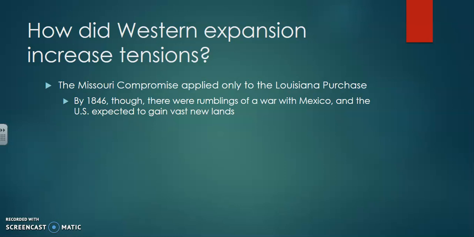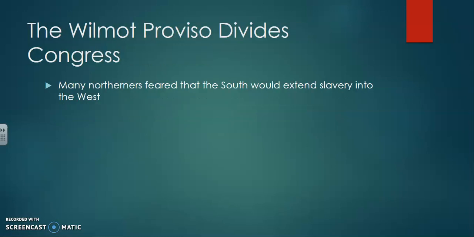By 1846, though, there were rumblings of a war with Mexico, and the U.S. expected to gain vast new lands because of this. Remember, we would have Texas being added, New Mexico, Arizona, Nevada, Utah, and California all being added as part of this war. So, once again, the question of slavery in the territories would arise. Many Northerners feared that the South would extend slavery into the West. They didn't want that because most of them wanted to end slavery at this point, and also because it could give the South more power.